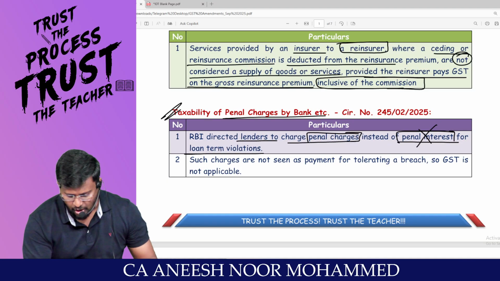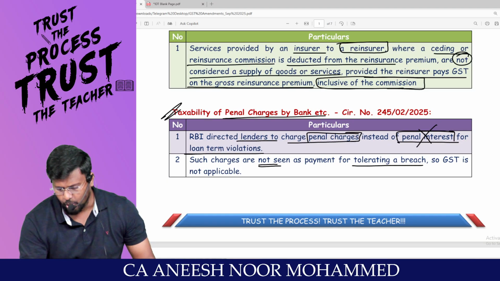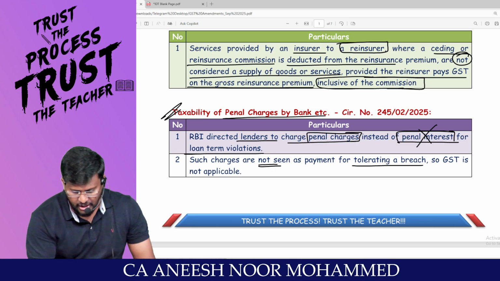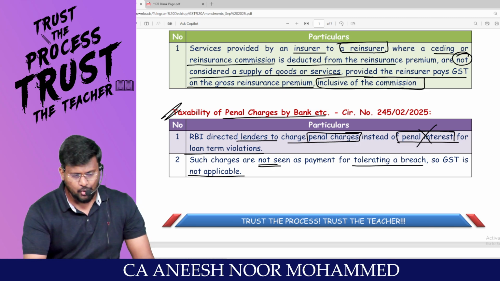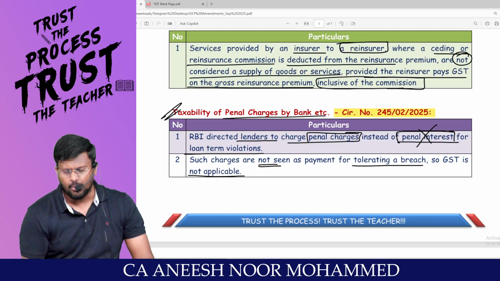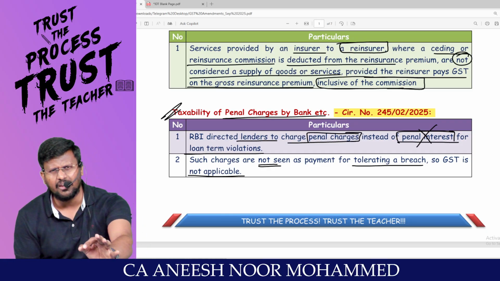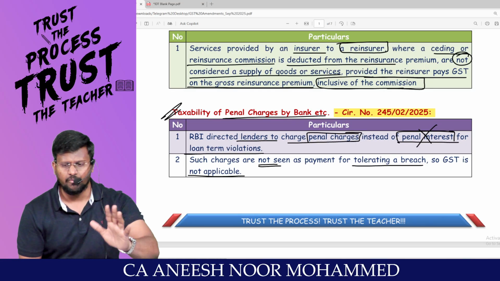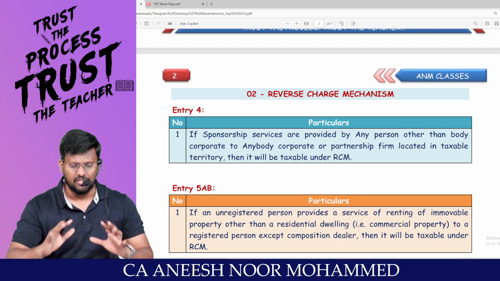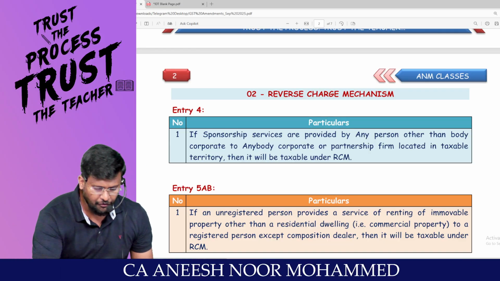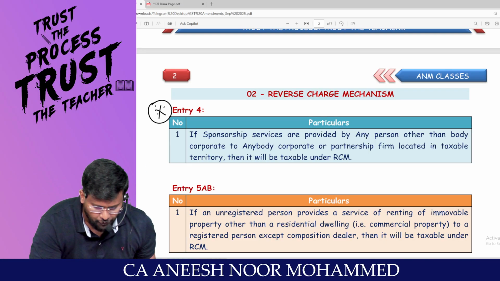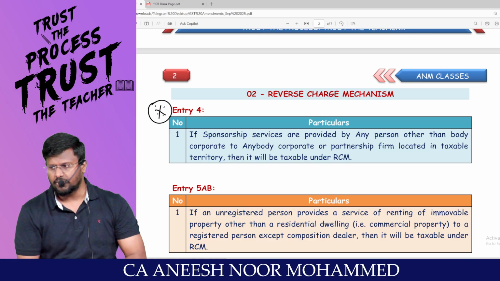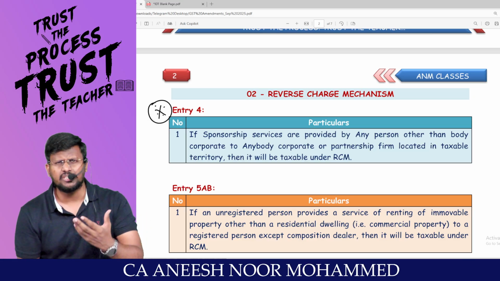Such charges are not seen as payment for tolerating a breach. So GST is not applicable. So the GST department is putting out a circular that whether it is penal interest or penal charges, we will not levy GST, is what the discussion is all about. Right, sir? A very important expected question for this September. Don't leave this. We have already covered this, I'm just highlighting.